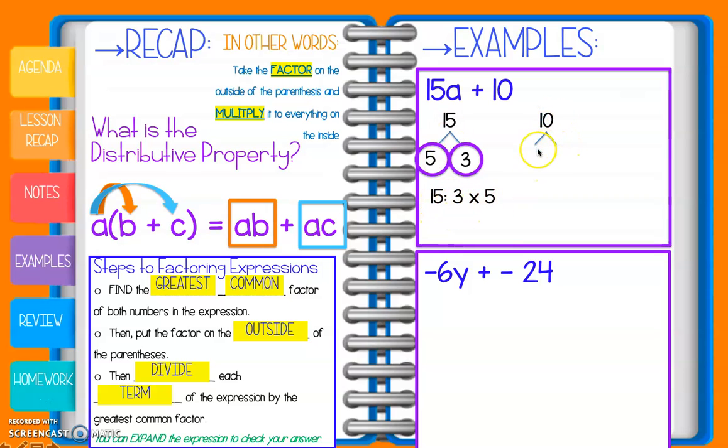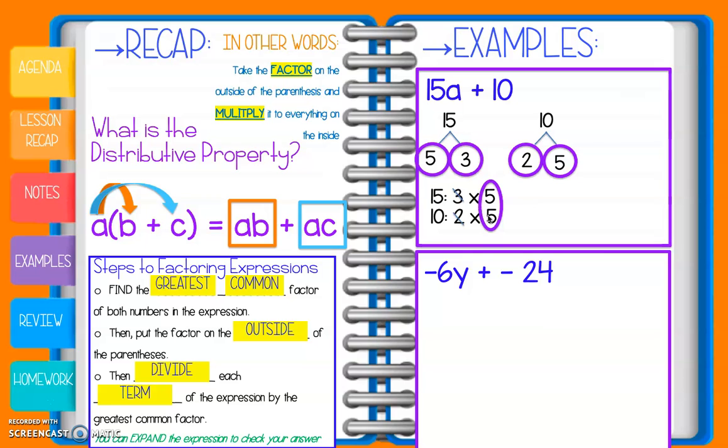We're going to do the same thing for 10. I know I can multiply 2 times 5 to get 10. 2 is prime, and 5 is prime. So our prime factorization for 10 is 2 times 5. So we're going to figure out what they share from our prime factorizations. They don't share a 3, they don't share a 2. However, they do share a 5. That's the only number that they share. And since they only share a 5, the greatest common factor is 5.